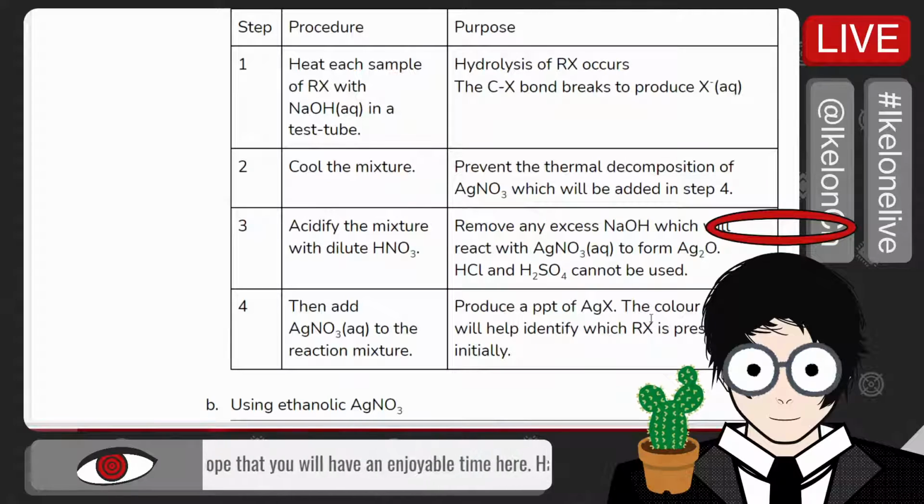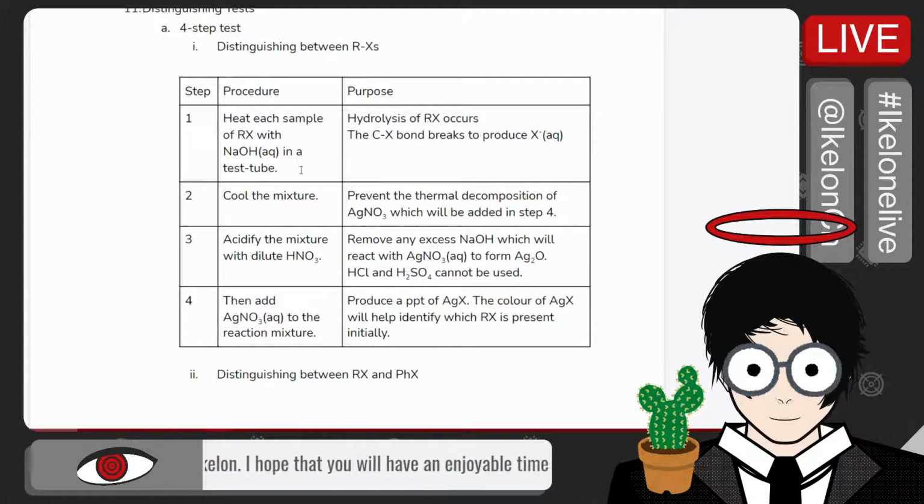And the color of the silver halide will help us to identify what the X ion is, and then figure out what the RX is initially. So same thing here. The first use of this distinguishing test is to distinguish between RX, because the different RX, let me find it.